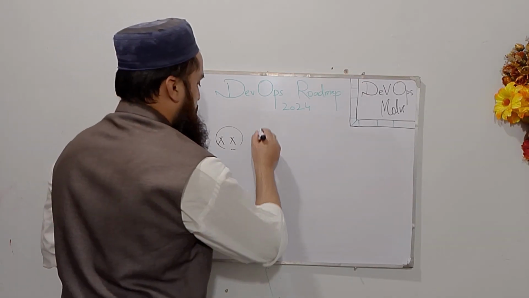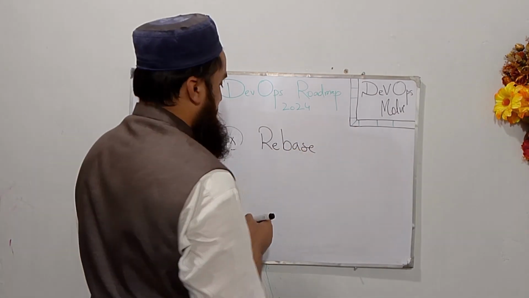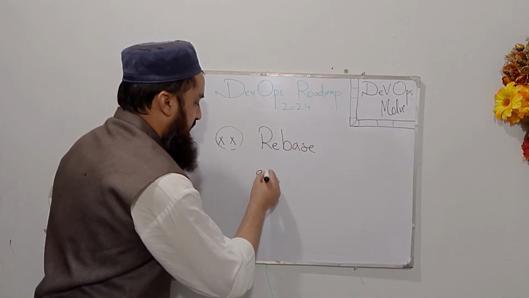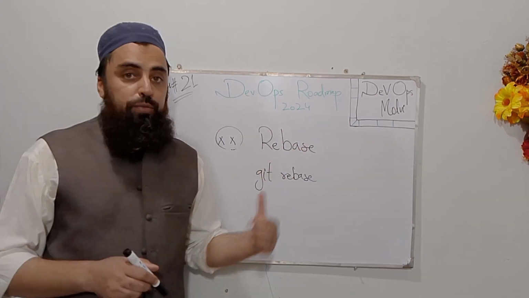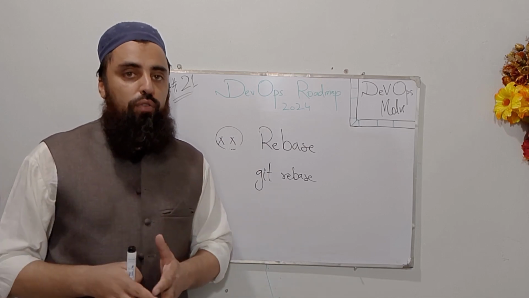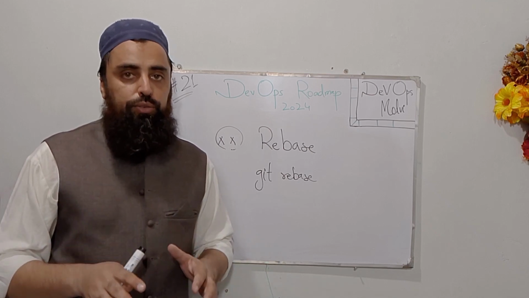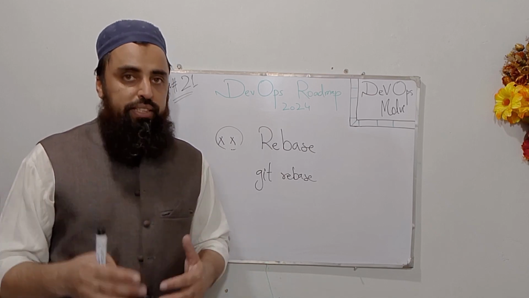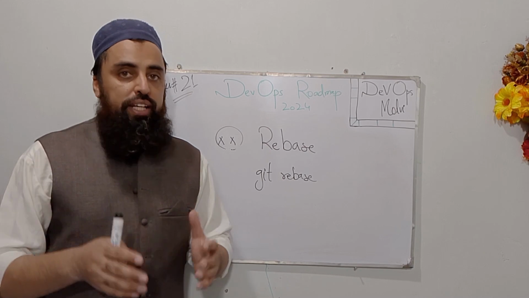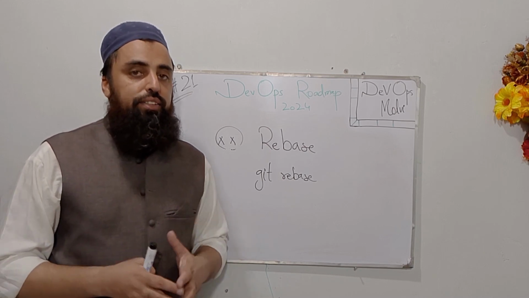Okay guys, the 20th term is rebase. What is rebase? It is a command, git rebase, and with the help of this command we can modify the history of our git commits. Developers are working on a repository, writing code and committing that code, and we can change those commits using the git rebase command.